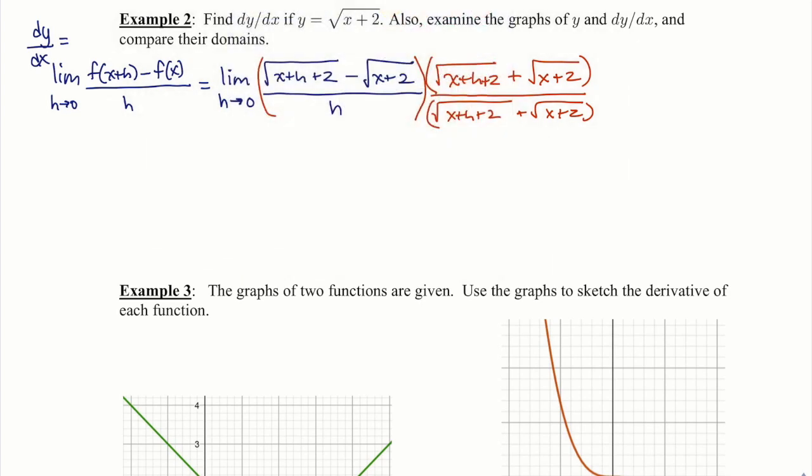And then in the numerator, we have an a squared minus b squared pattern. And the denominator, we're just going to leave that factored because our goal is eventually to cancel that factor of h. So if we distribute it, we'll have to factor it out again later. So we might as well just leave it, even though it looks messy.